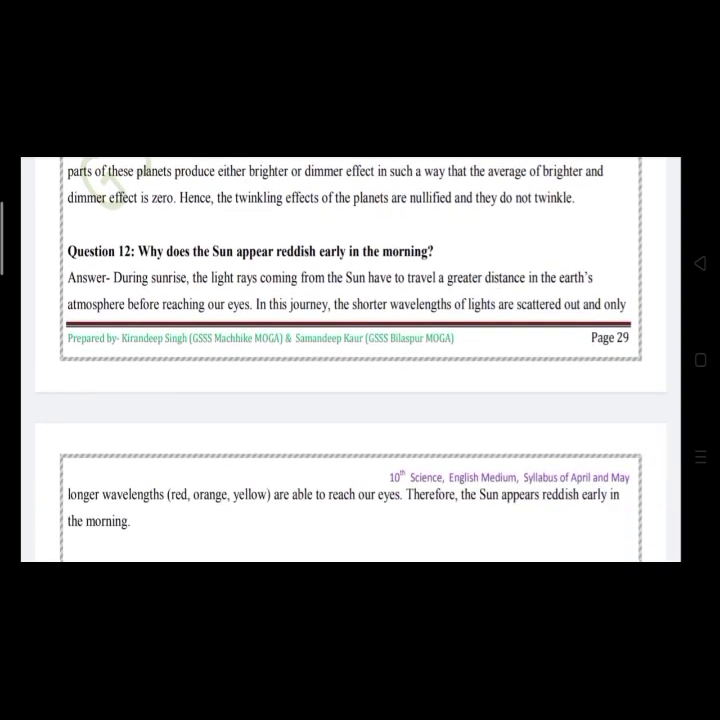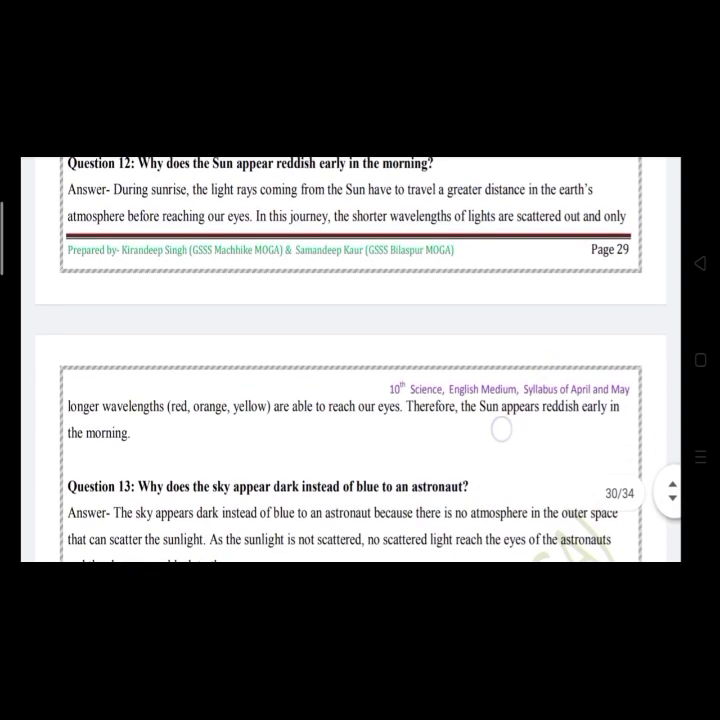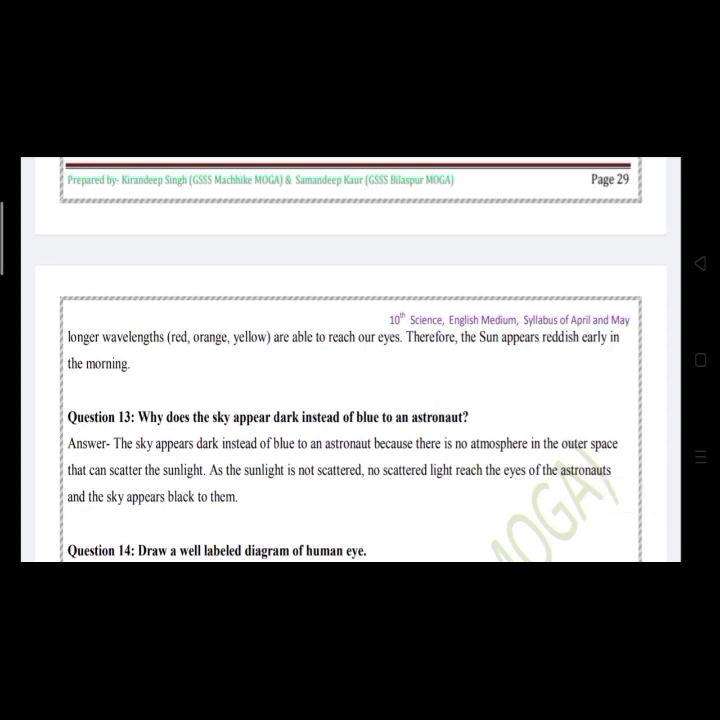Well students, our question number 12 is, why does the sun appear reddish early in the morning? The answer is, during sunrise, the light rays coming from the sun have to travel a greater distance in the Earth's atmosphere before reaching our eye. In this journey, the shorter wavelengths of light are scattered out and only longer wavelengths, red, orange, yellow, are able to reach our eyes. Therefore, the sun appears reddish early in the morning.